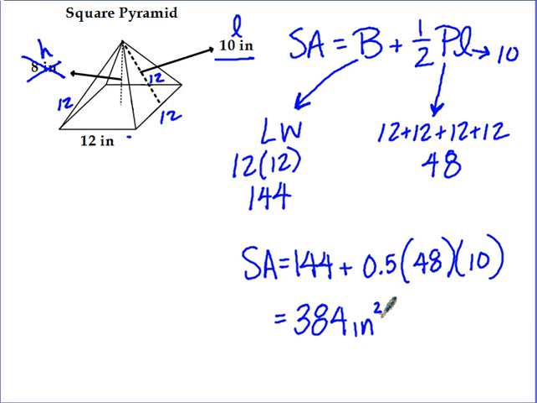Remember, we're back to square units because this is area. So H, the height, is not used. Even though we used it for the volume, it's not used at all for the surface area.